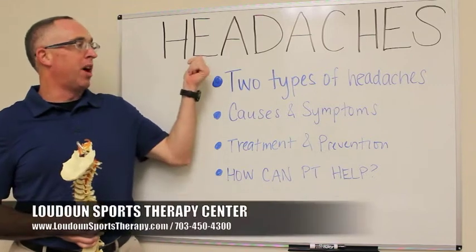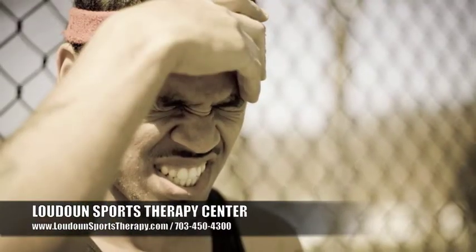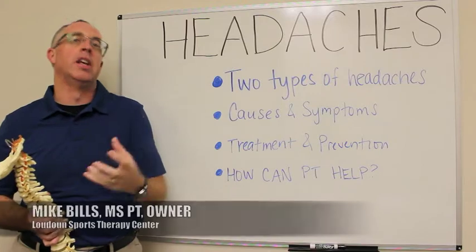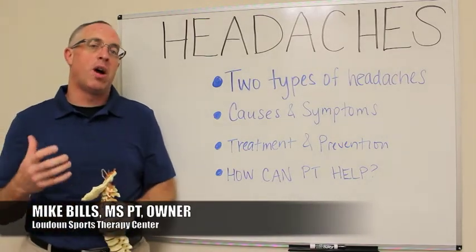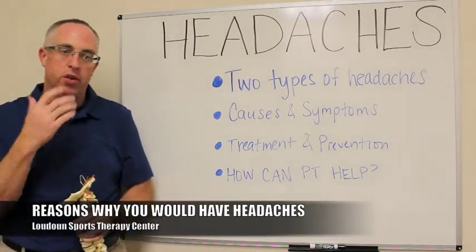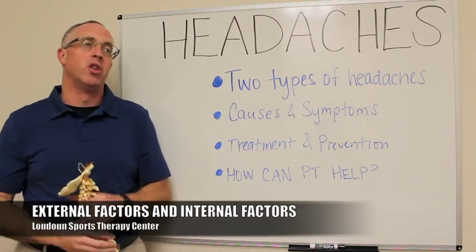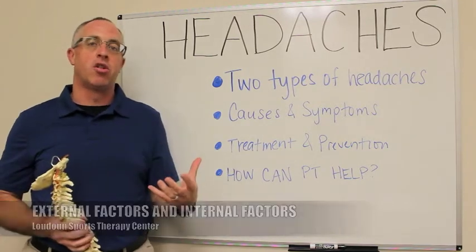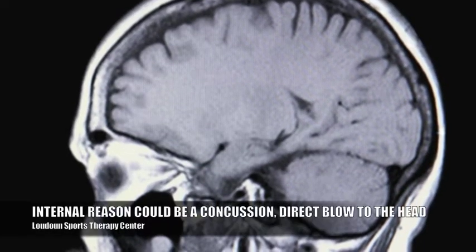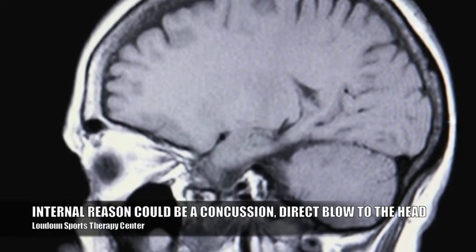So today we're going to talk about headaches, reasons why you would have headaches. They're going to come from external factors and internal factors. So let's talk about internal factors for a second, because those are the ones that usually require a specific injury or something. So something that's causing an internal headache for an internal reason is really coming from a concussion or a direct blow to your head.